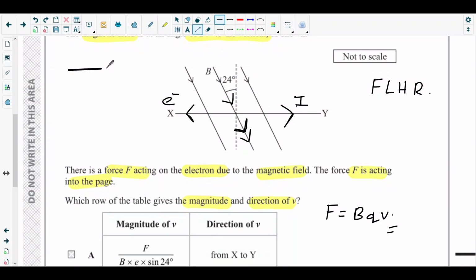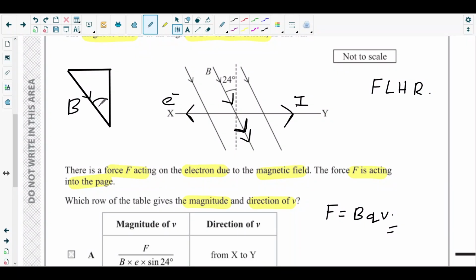Okay, so consider this triangle. This is the horizontal component parallel to the direction of current. This is the perpendicular component. We need to find this perpendicular component, and this is the resultant, the direction of B. This angle is 24 degrees, so this angle would be what? 66 degrees, and this is 90 degrees.